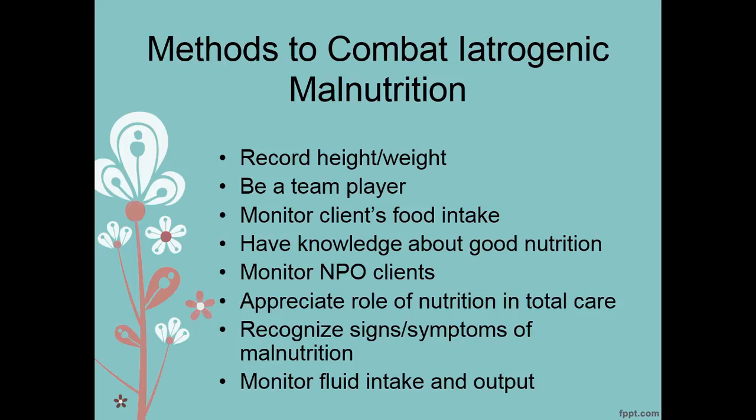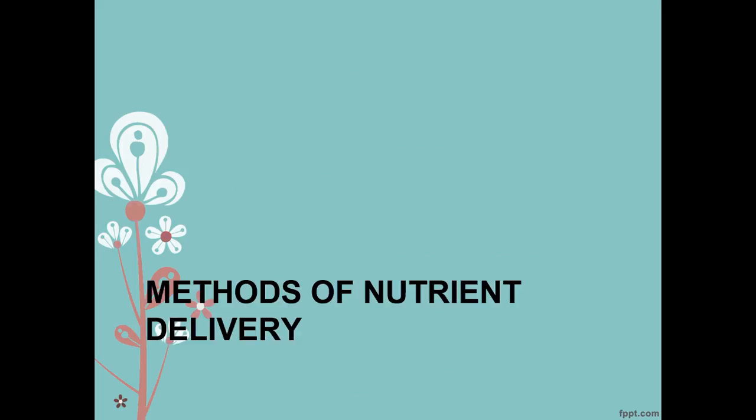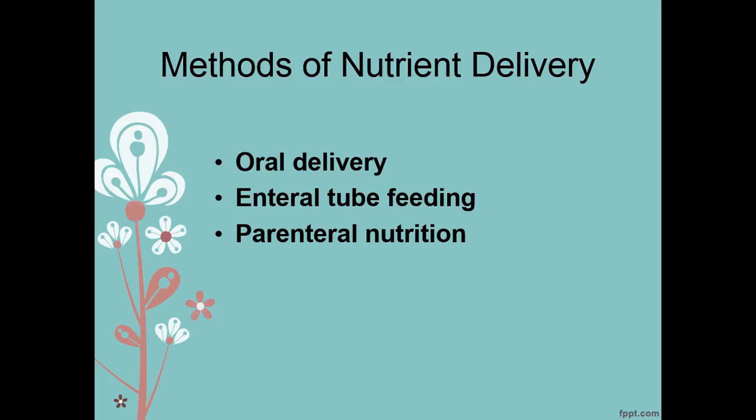We are actually going to talk about methods of nutrient delivery now. How are we going to get nutrients to the person? We have the oral delivery, and that's by mouth. That's those meal trays that we just talked about. Enteral tube feeding. We're going to talk about specifically NG tubes and PEG tubes related to that. And we have parenteral nutrition, and that is venous type therapy we'll talk about.